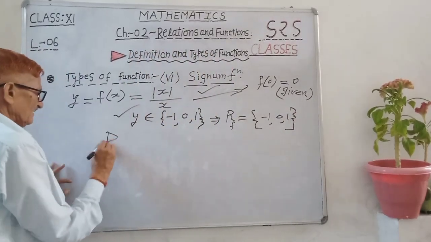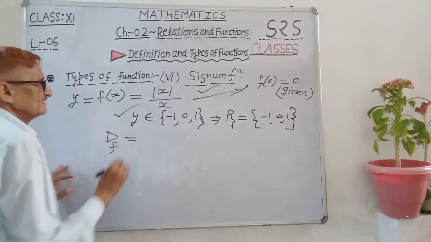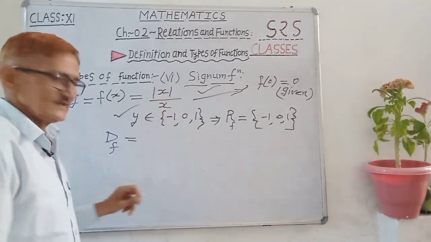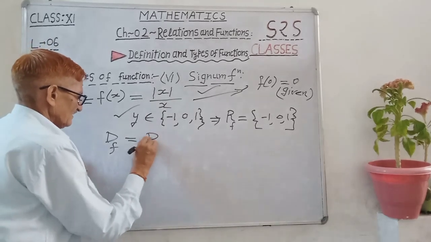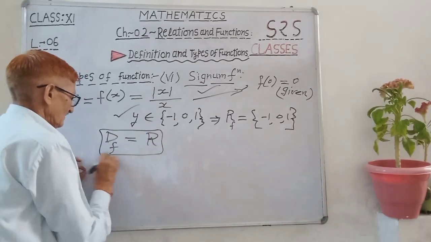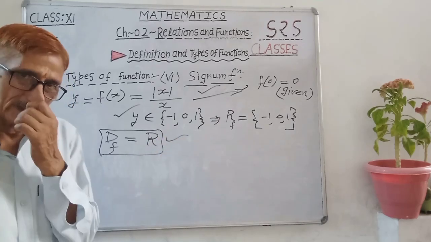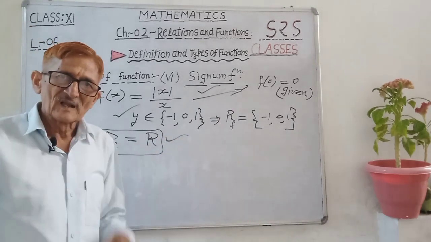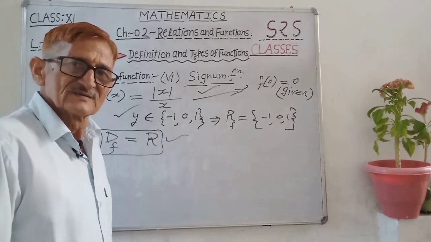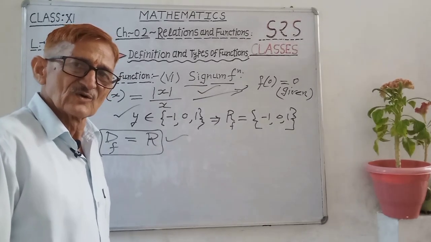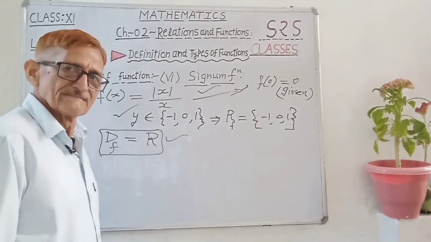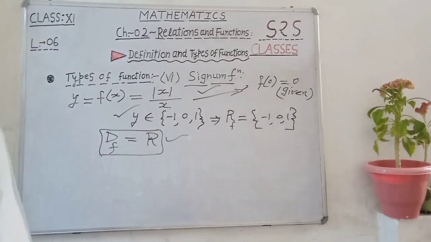And the domain of this function, every real number is possible. Okay? Every real number. Clear? Okay? Done.